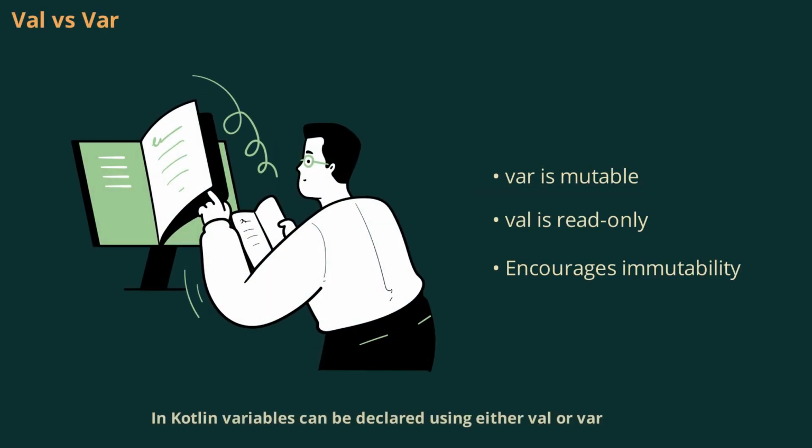In Kotlin, variables can be declared using either val or var. The var keyword creates a mutable variable, meaning its value can be changed after assignment. On the other hand, val declares a read-only variable, similar to a final variable in Java. Once assigned, a val variable cannot be changed. Choosing between val and var is important for code clarity and safety. Using val wherever possible encourages immutability, reducing bugs and making your code easier to reason about.